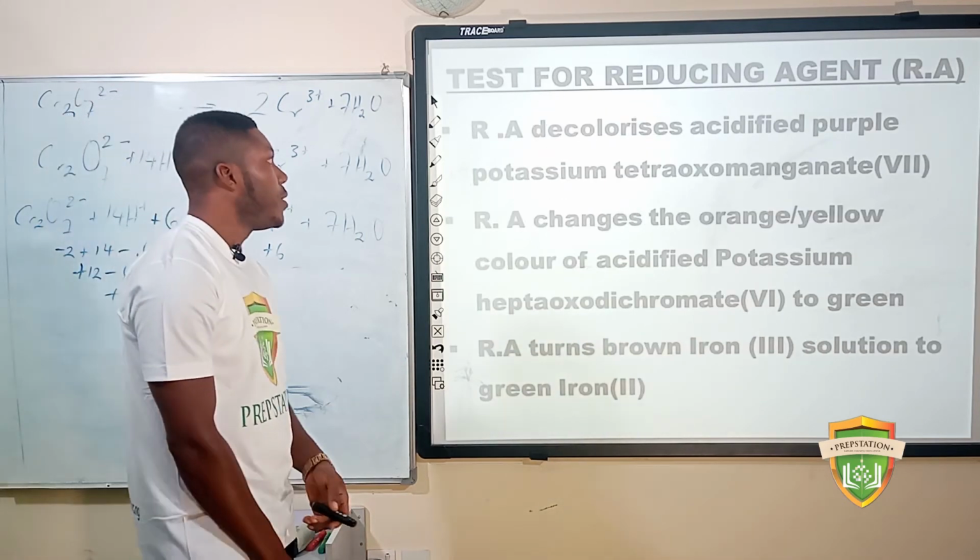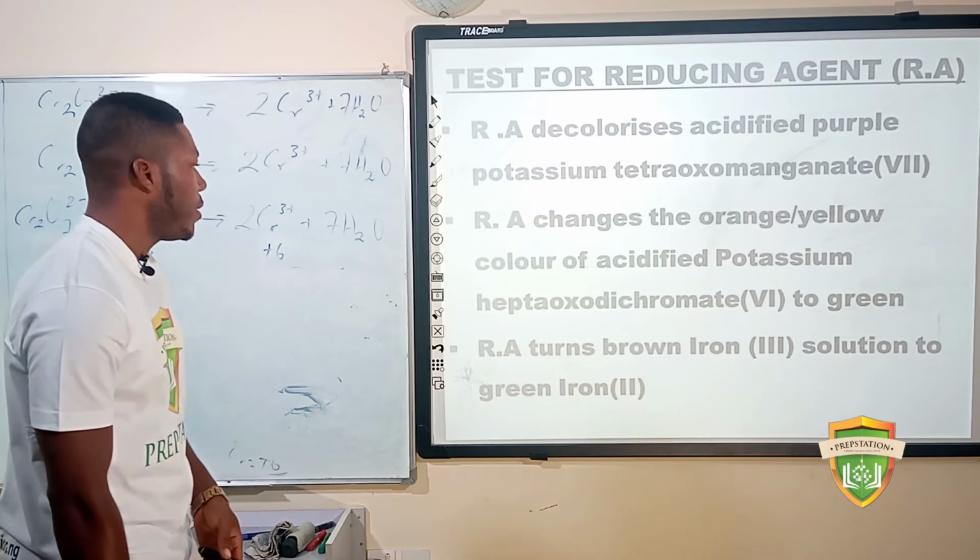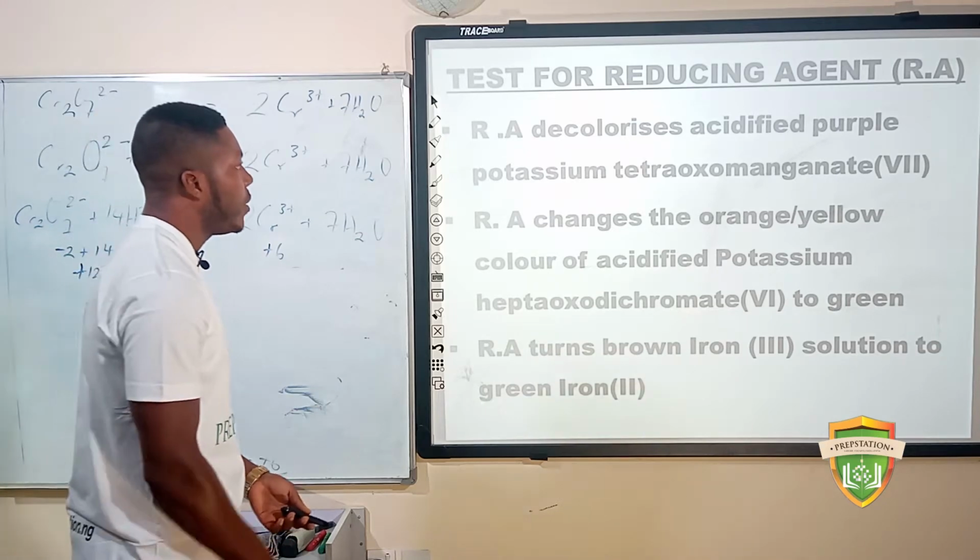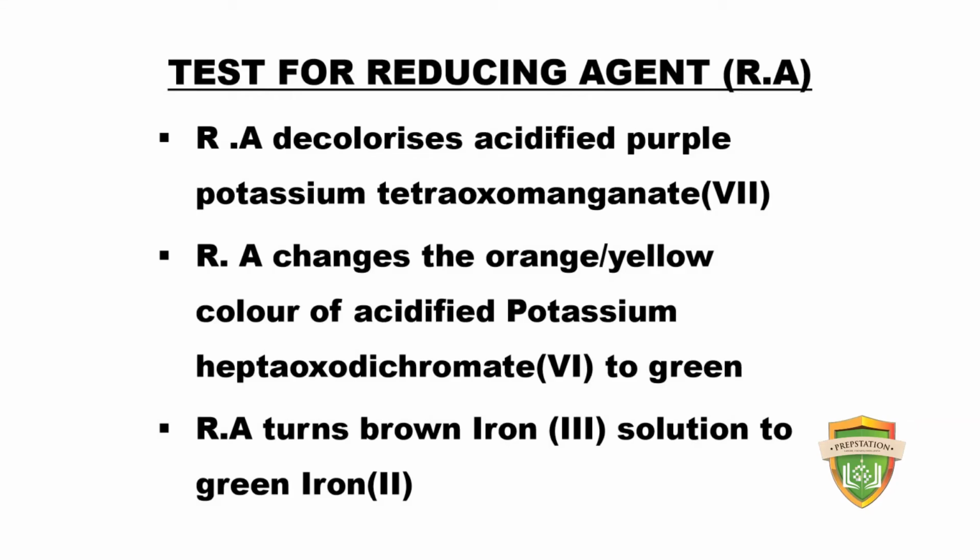Okay, also, how do we test for reducing agents? We also have 3 methods. First of all, a reducing agent decolorizes acidified purple potassium tetraoxomanganate 7. Now, the color of this compound is purple. When you introduce this into a reducing agent, it will change to colorless. As I said, it decolorizes acidified purple. That's the first test.